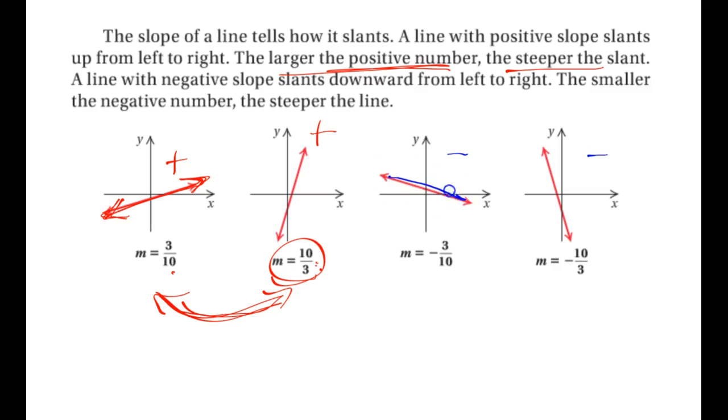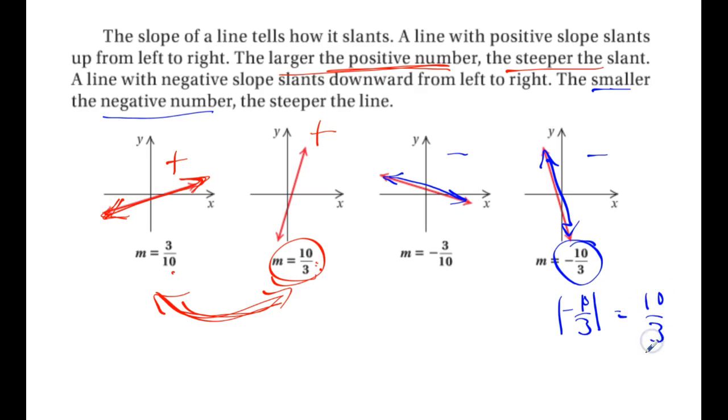Here, these are negative slopes, both of them. You read a line like you read a book from left to right, and these are both going down. Which one's steeper? Well, this is still a larger absolute value, so I would stick with the same definition. So they say the smaller negative number, but I would stick with the larger absolute value because the absolute value of negative 10/3 is still 10/3, and 10/3 is larger than this absolute value, which is 3/10.